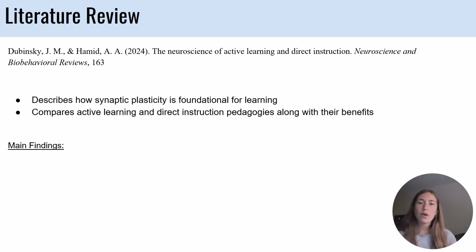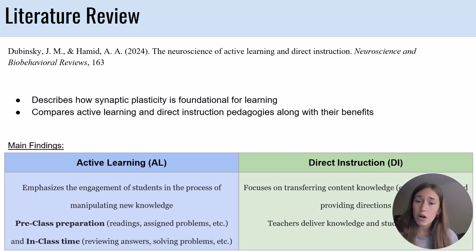Okay, the third article focuses more on the neuroscience aspect of learning. So how do we think and how do we learn? Within the article, in summary, it describes how synaptic plasticity is foundational for learning, and it compares two different educational pedagogies. It really emphasizes the differences between active learning and direct instruction. While it compares the two, it also discusses their benefits. So I made a little table just to contrast the two.